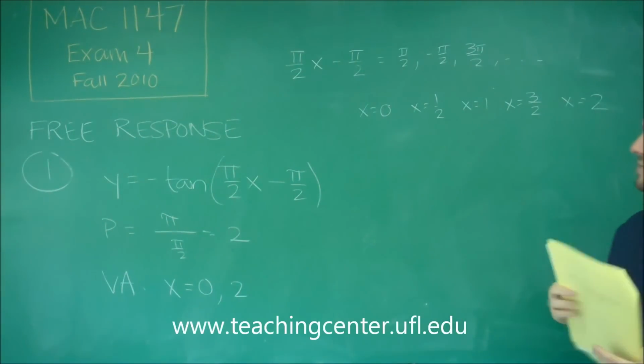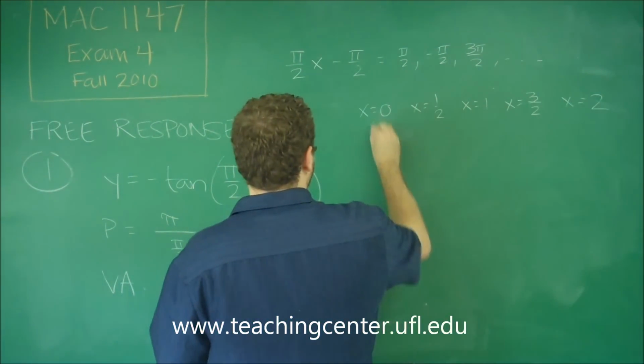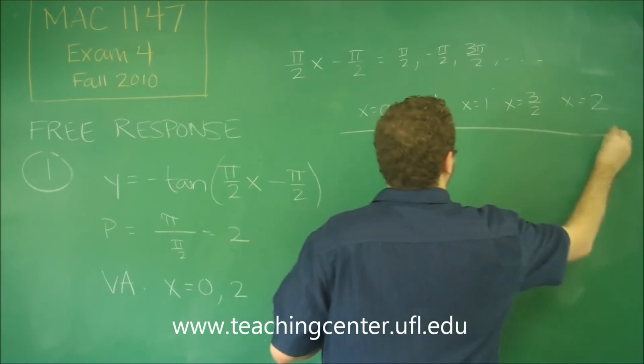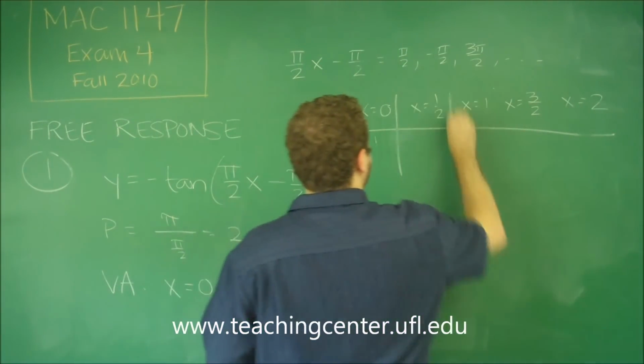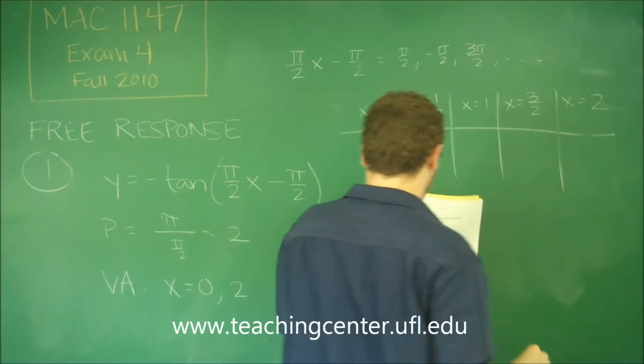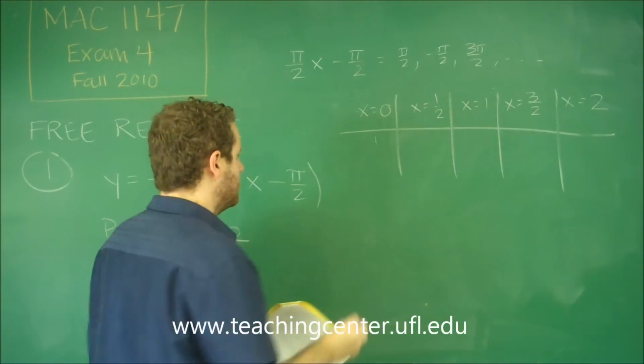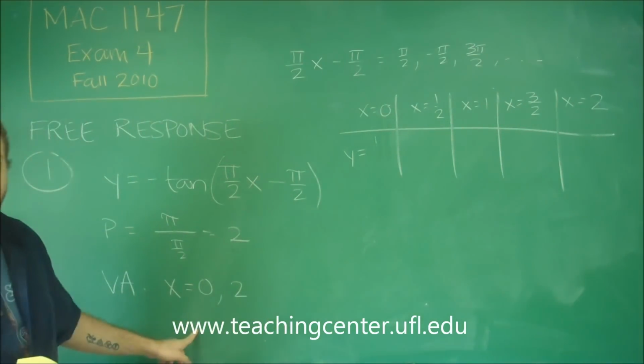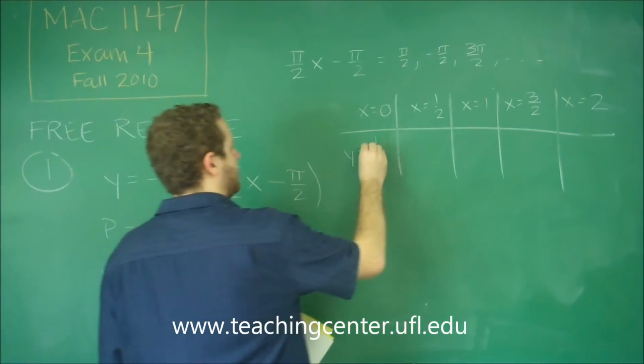So what we want to do is, what are the y's? So let me just make this chart here, kind of like what you have on the paper. So what are the y's for this? Well, x equals 0 is the vertical asymptote. So this is undefined.